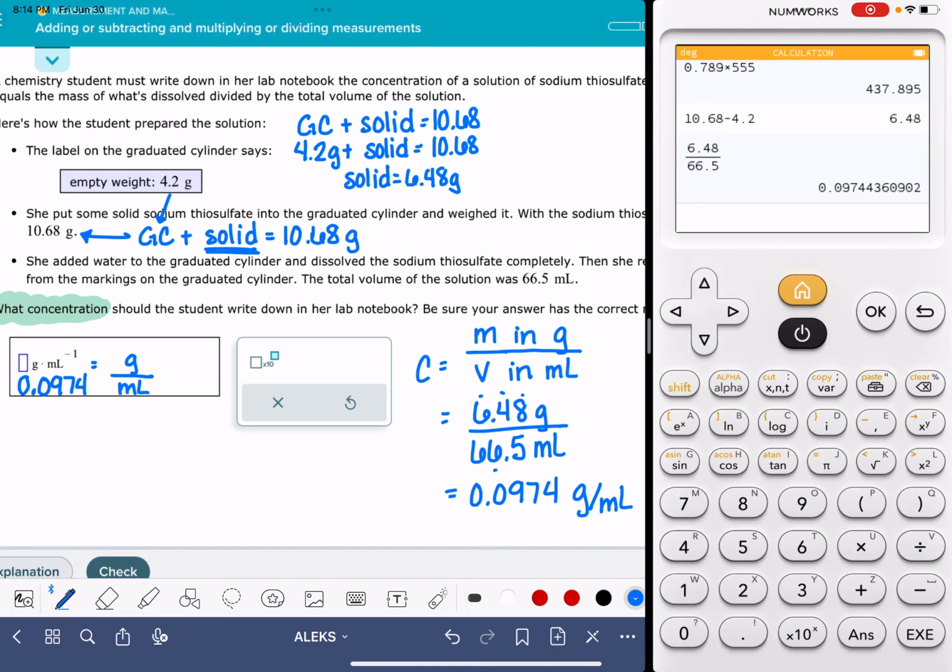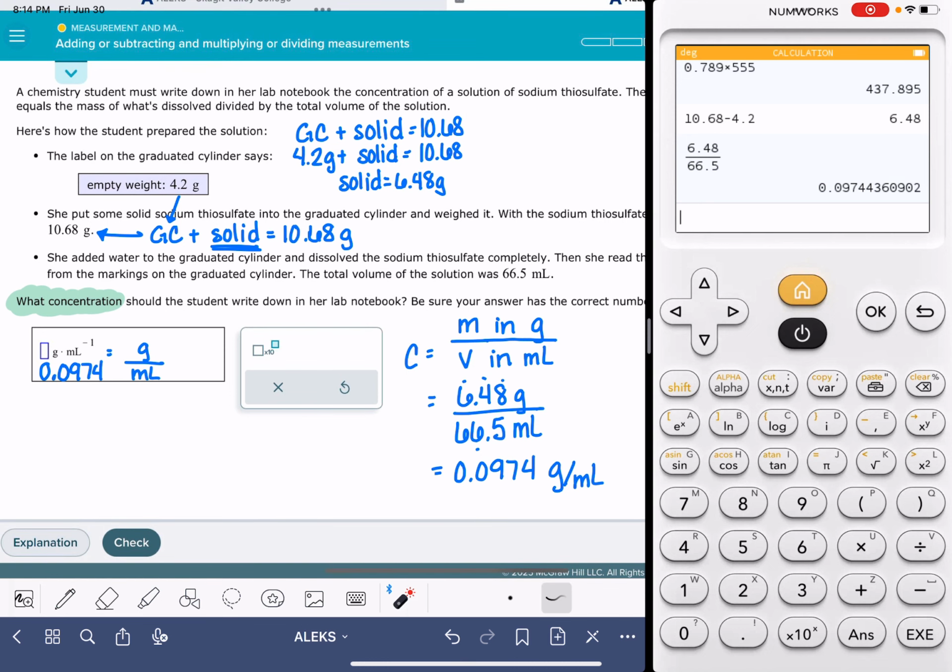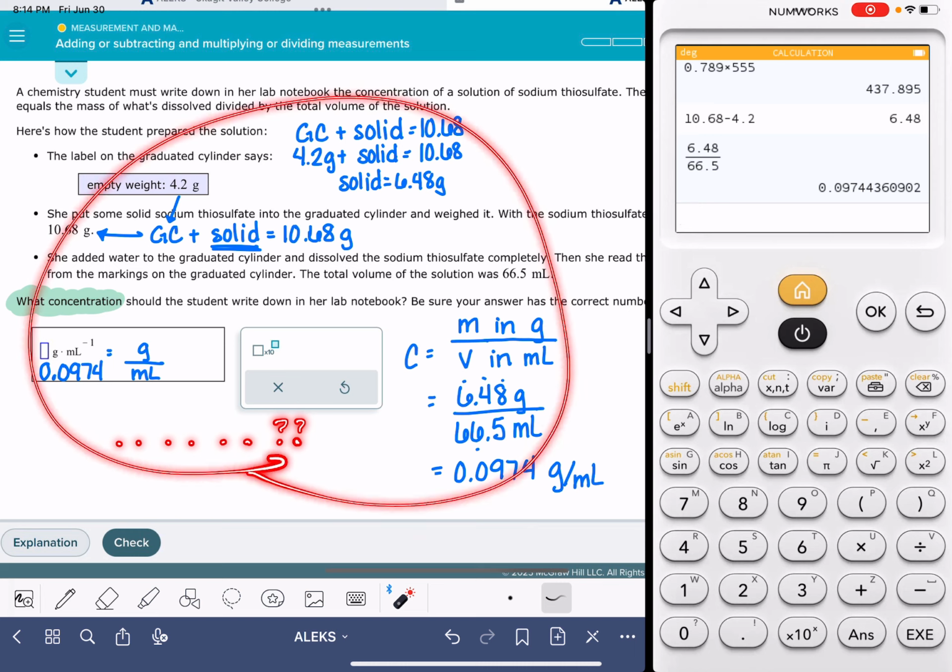And my answer is 0.0974. Now, like I said, there are two versions of the problem. The second version of the problem, as far as I can see, just gives you a few pieces of data, and it asks you to take the average of that data, which seems bizarrely easier than this version of the problem.